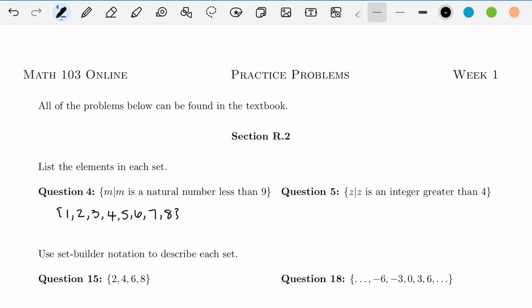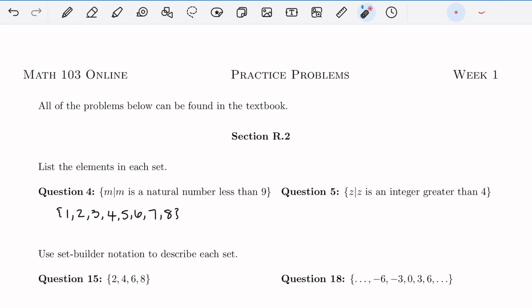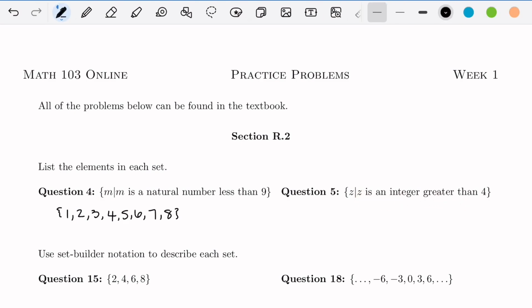All right, similarly for question 5 here, we have this set, and it's read as z such that z is an integer greater than 4. Now we're looking at the set of integers that are greater than 4, and the integers are all whole numbers from negative infinity up to positive infinity. So if z is an integer that is greater than 4, we're going to start with 5, since 5 is greater than 4, then 6, 7, 8. These are all numbers that are greater than 4, and this is actually going to continue on forever.